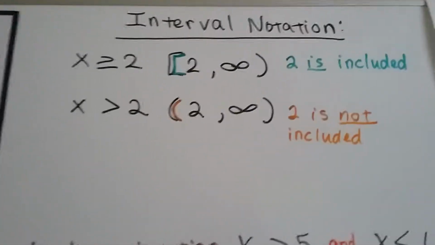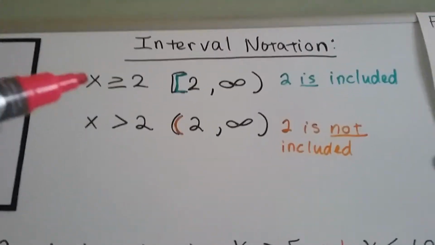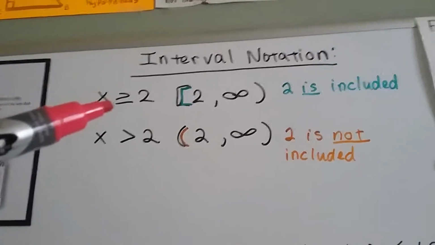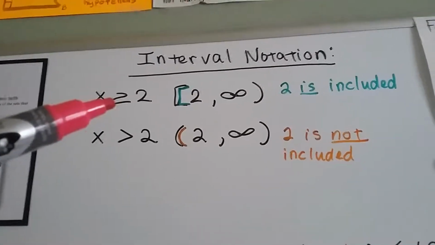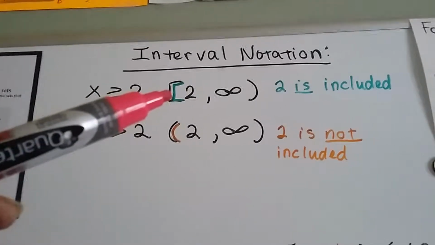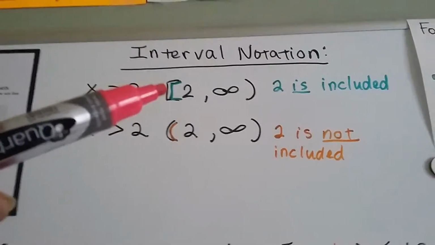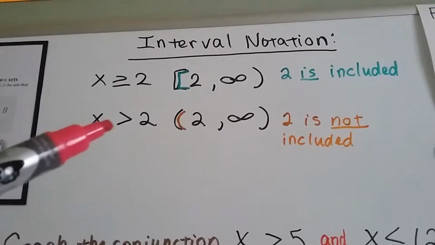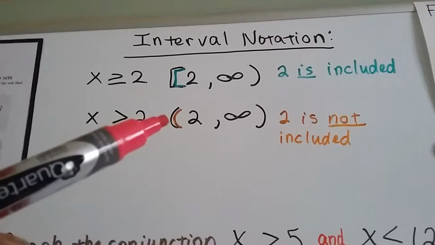Now, look at this interval notation. If it's greater than or equal to, or even less than or equal to, because it's or equal to, it includes it, so it's going to have that bracket. And that says the 2 is included. If it doesn't include it, if it's just greater or less than, then we put the parentheses.